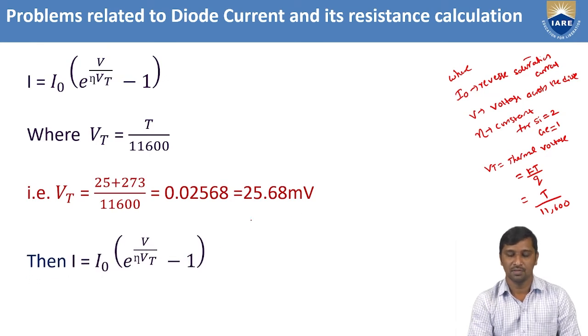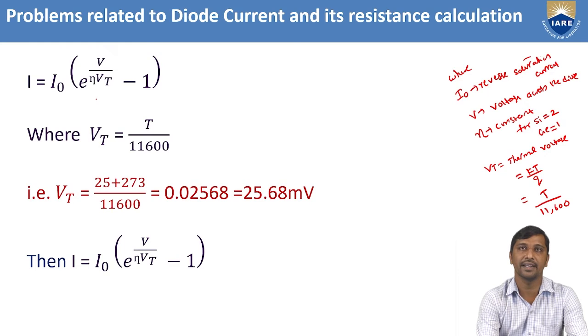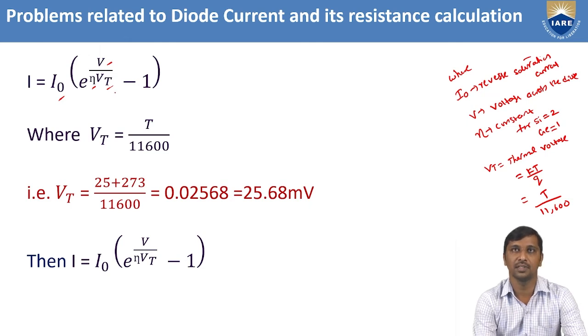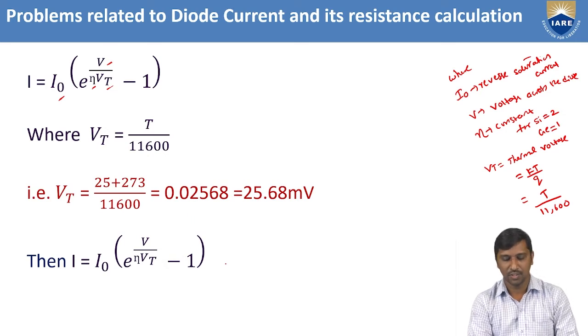Now if you observe this diode current expression, it contains the reverse saturation current, V the voltage across the diode, eta a constant, and Vt the thermal voltage. In the problem they mentioned the I0 value and the voltage across the diode, and based on the type of diode, silicon or germanium, we observe the eta constant value. Then Vt we observed here, so all the parameters we know. Hence I'm going to substitute all these values to find the diode current.